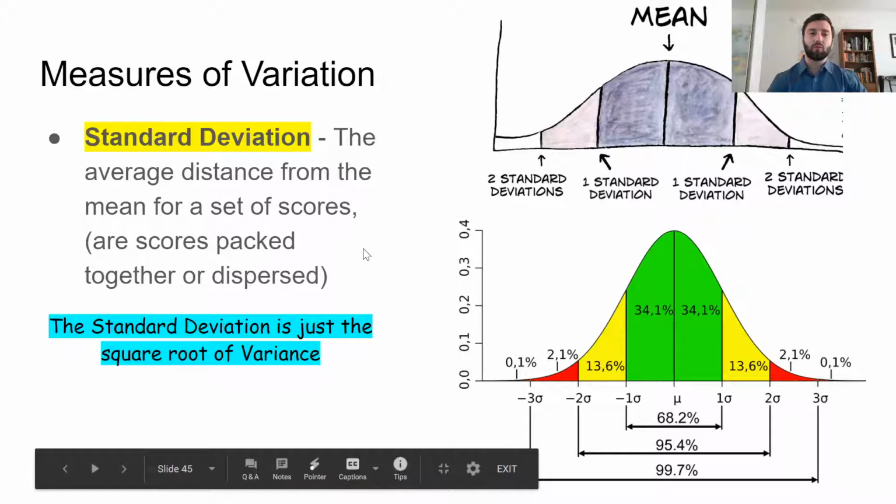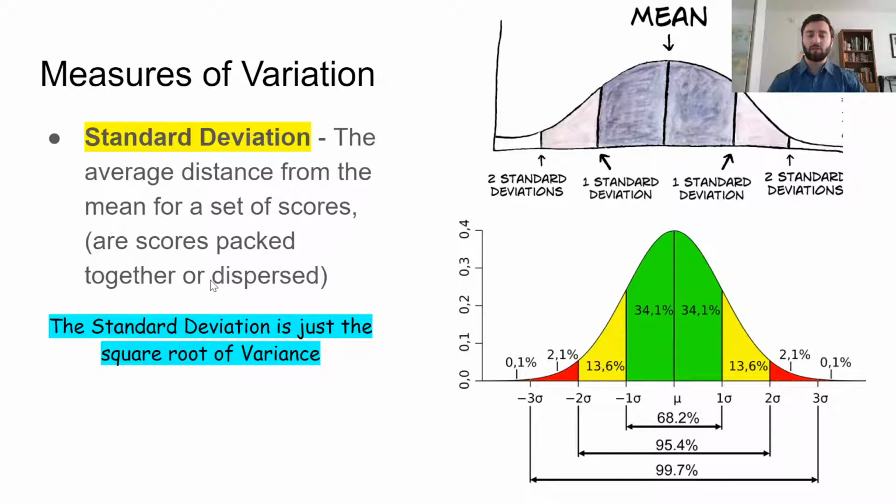And the idea is, again, we're trying to figure out how variable is our data. So how tightly packed are our scores? Are they spread out or are they close together?